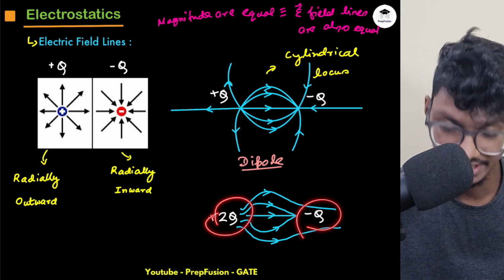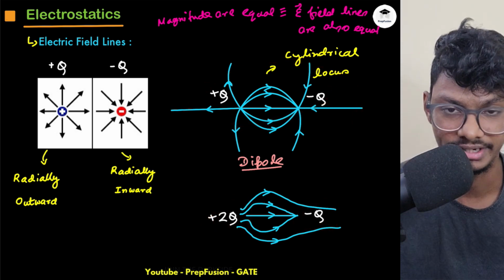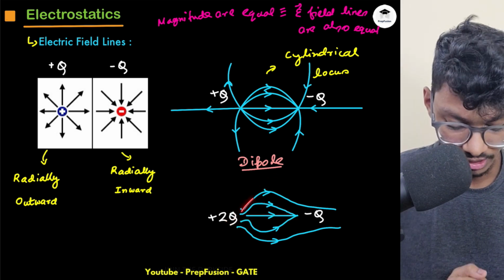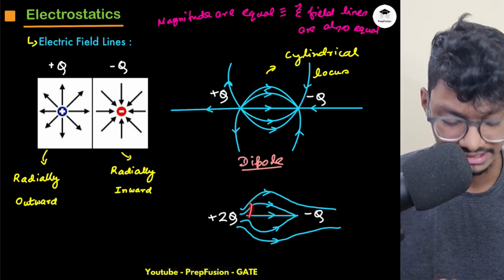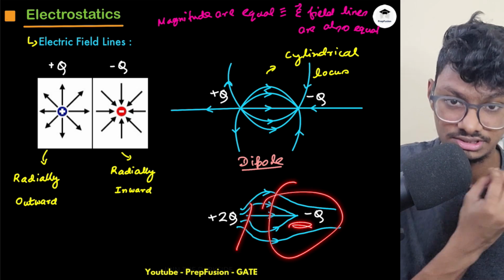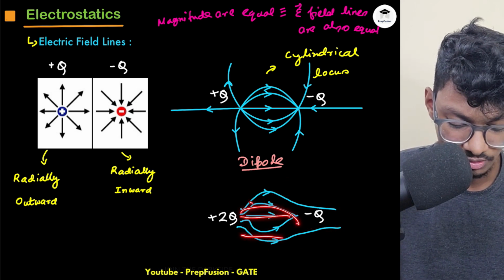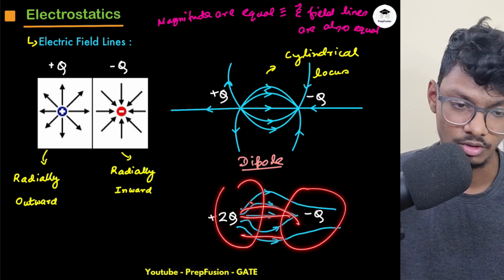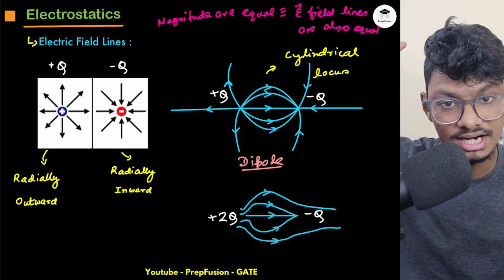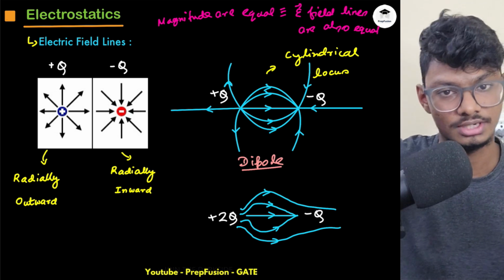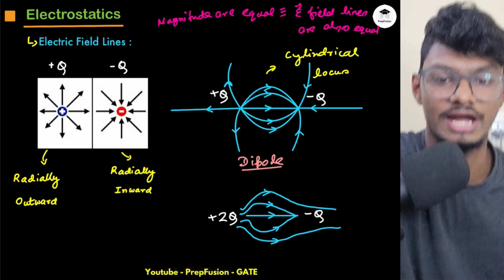If I have, let's say, plus 2q and minus q, the larger charge will generate more lines than the smaller one can actually take. So here I will have more electric field intensity. Here I have less, because this magnitude is lower than this, right? That's why the lines will be fewer here and higher here, because the magnitude is more. So higher the charge, higher the magnitude. Electric field intensity actually depends on the magnitude of charge as well. Okay, this point I hope we have established.